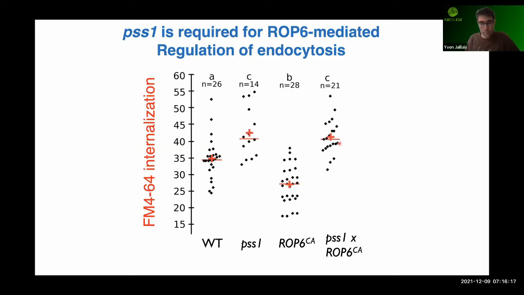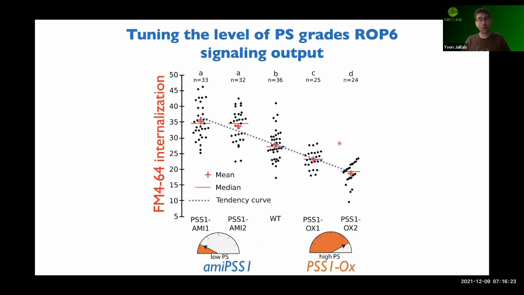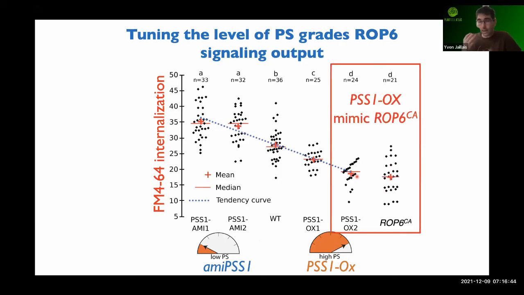of PS. And it's not just that PS seems to be required for this ROP6 function, but apparently it's able to tune ROP6 function, because in the AMI-RNA line, we have kind of an intermediate response to the inhibition of endocytosis. And very interestingly, in the overexpression PSS1 line, we have a constitutive inhibition of endocytosis. And this actually mimics a constitutive active ROP6. So basically, we can mimic the phenotype induced by a constitutive active ROP6 by plants that have more PS.